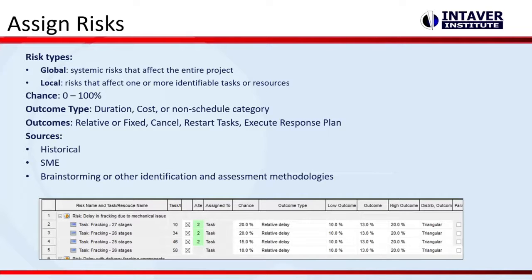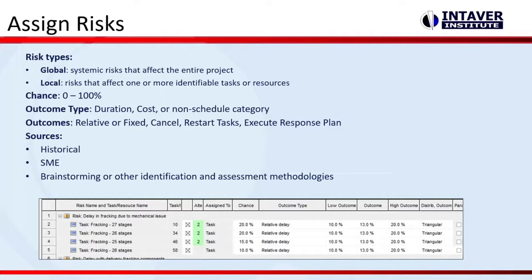A risk can be assigned to multiple activities and/or multiple resources. It has a chance, which is a probability between 0 and 100%. It has an outcome type. The outcome is the impact. Is it duration? Is it cost? Or you can look at non-schedule categories. And then it's what kind, relative or fixed. With schedule, you can also have cancel, restart task, and execute response plan. Those are some other outcomes that you can have.